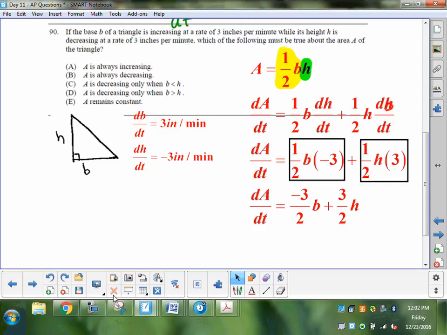Is A always increasing? Is the area always increasing? No. Is it always decreasing? No. So we've got this. Is it constant? No. All right. So it's decreasing when B is less than H, or it's decreasing when B is greater than H. Which one of those is true?